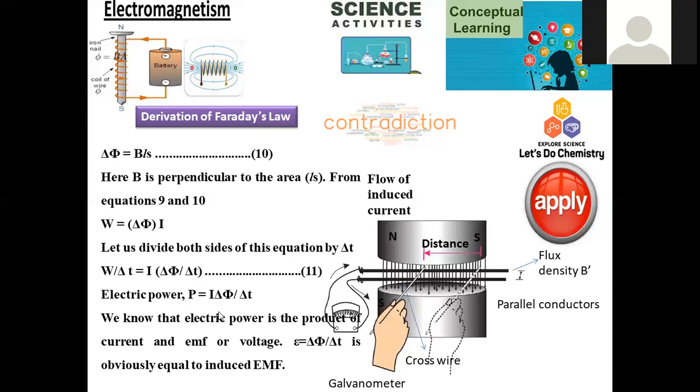Power of electrical current is equal to I delta phi by delta T. We know that electrical power is the product of current and the EMF, which is also denoted as a voltage, the potential difference. As already we know, epsilon, the variation in the EMF, is equal to delta phi by delta T, which obviously equals the induced EMF within the cell.